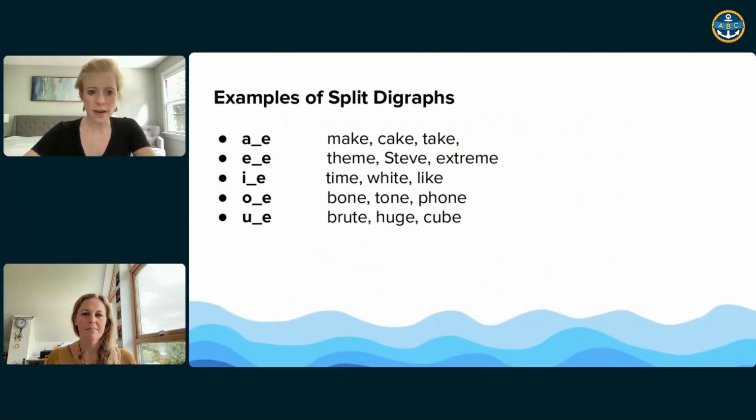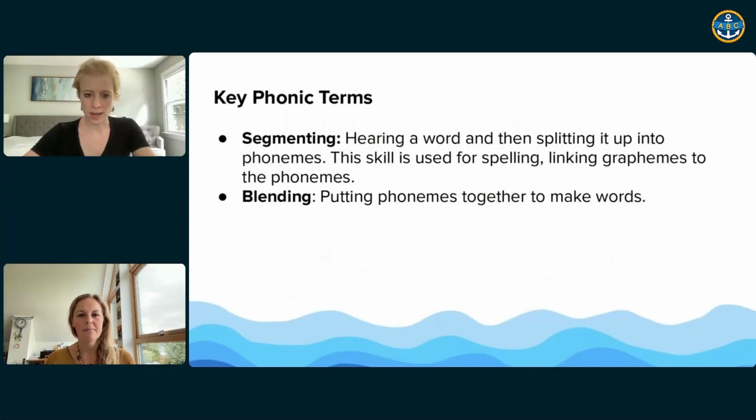Great, so let's move on to 2 final terms which are really essential to understand. The first is segmenting. Segmenting is hearing a word and then splitting it up into its phonemes. This is a skill that's obviously really useful for spelling, when you have to say the word to yourself and then split it up to then link the letters to those phonemes.